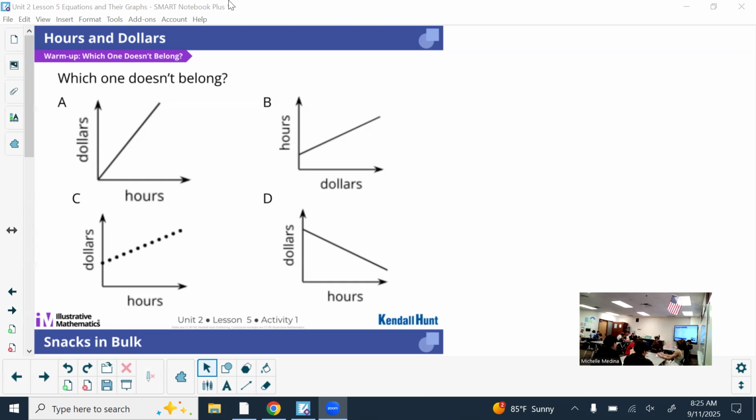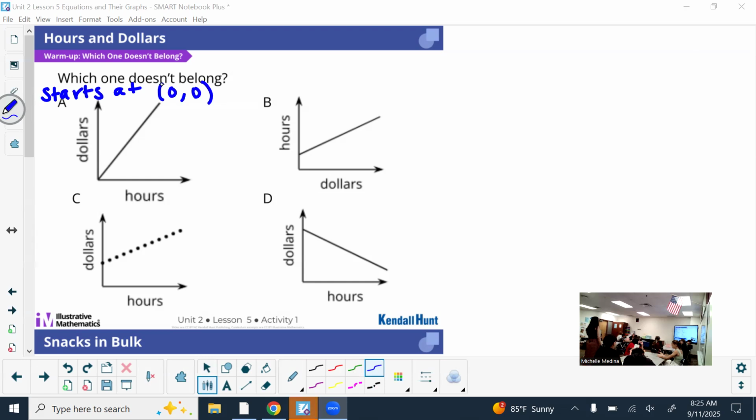Now, Austin, why did you say that A does not belong? 0 for the X or the Y? Both, actually. The only one that starts at 0, 0, or what else do we call that part of the graph? Good, the origin. So, yeah, that would be 0 for the X and 0 for the Y. And it is true, no other of the graphs start there.